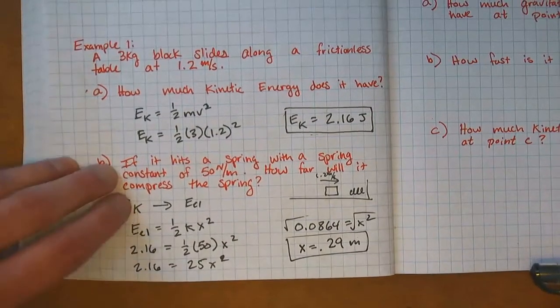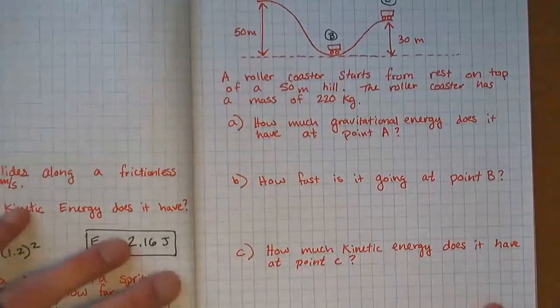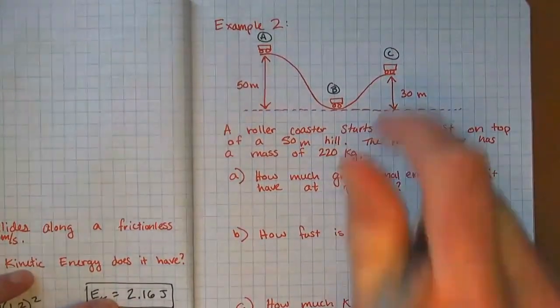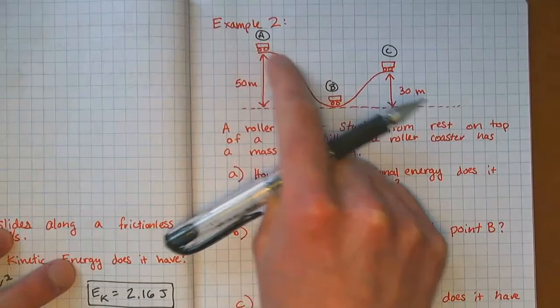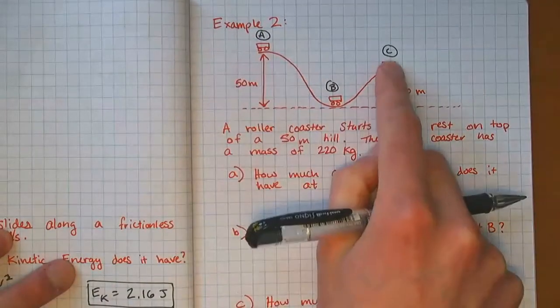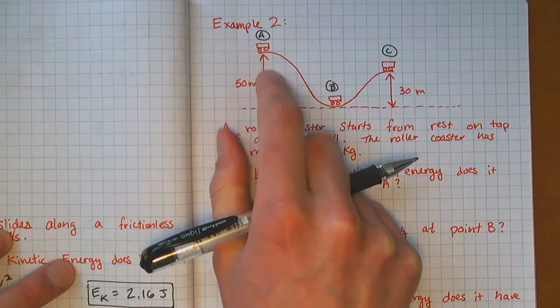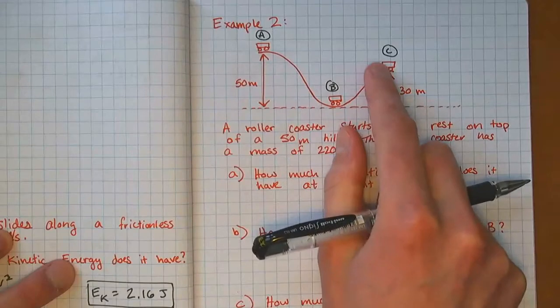So let's go ahead and look at the next one. So example 2, we have this roller coaster, and as we look, we actually are going to have different kinds of energy as we go throughout.